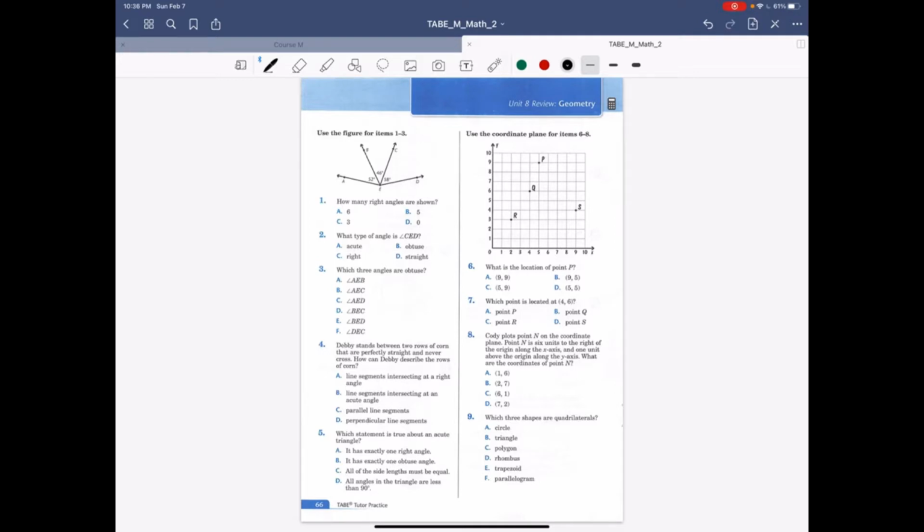This is page 66 of your TABE Tutor Practice workbook, and we are looking at a final review of our Chapter 8 concepts. So have those memory pieces ready if you need to refer to those. I recommend that you try this by yourself and then check it with me, but you can do it however you want or however your teacher has told you to do it.